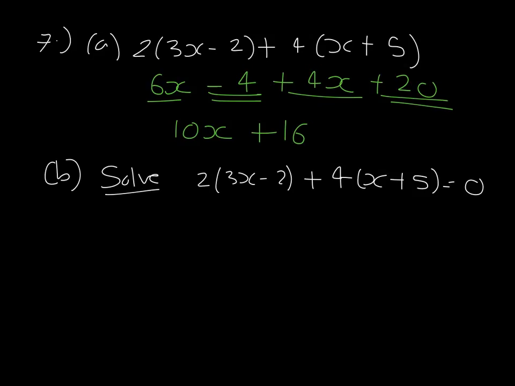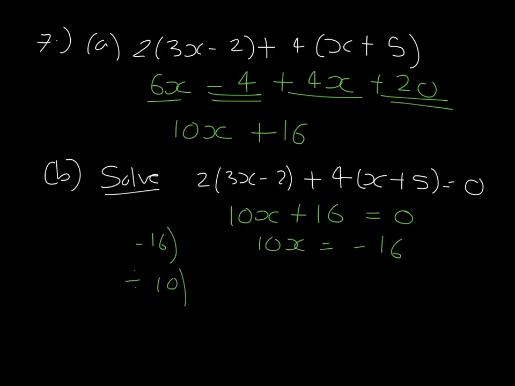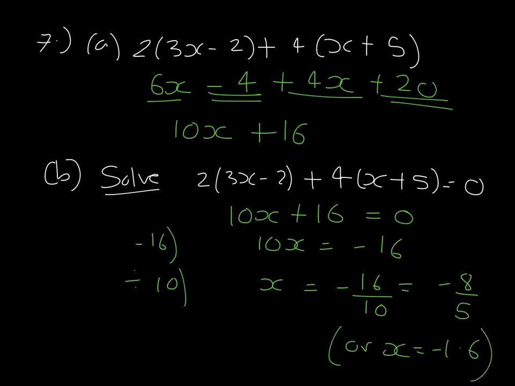Part B, solve this equation. Now we don't have to repeat all of our working. We know that this expression simplifies to 10x plus 16 on the left-hand side. This is now an equation which is equal to 0, so subtract 16 gives us 10x equals negative 16, and divide by 10 gives us x equals negative 16 over 10, which as a fraction is negative 8 over 5, and as a decimal is negative 1.6.